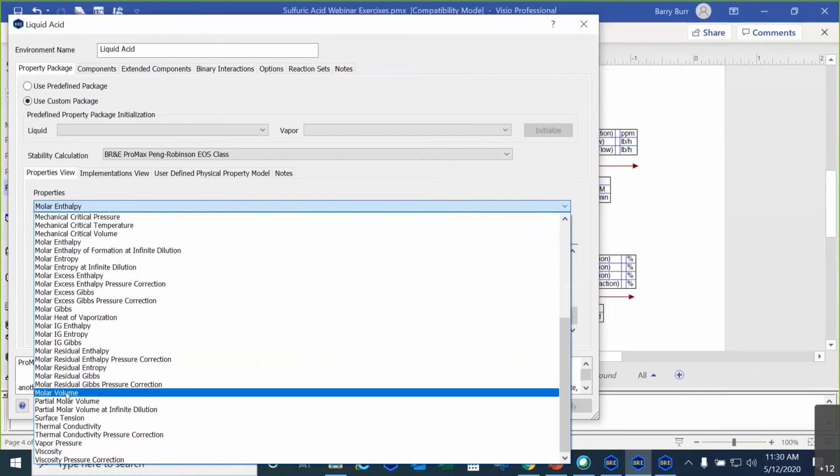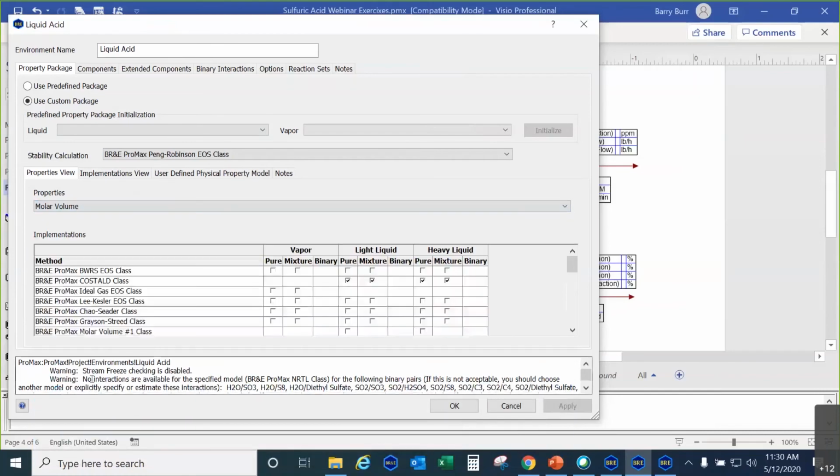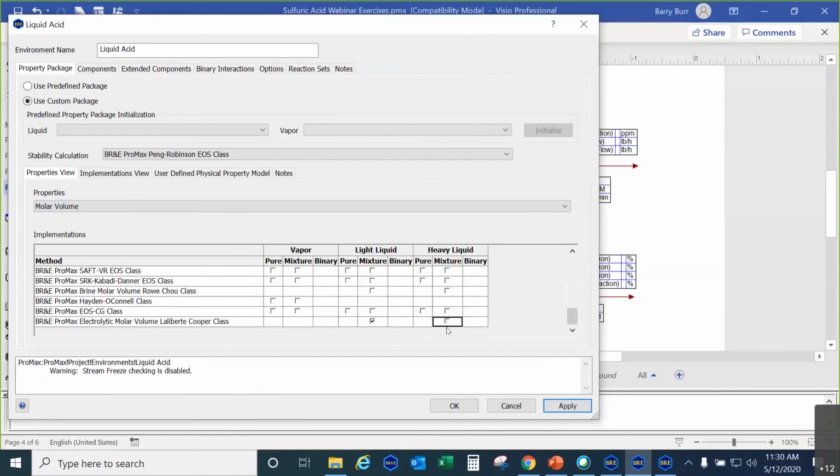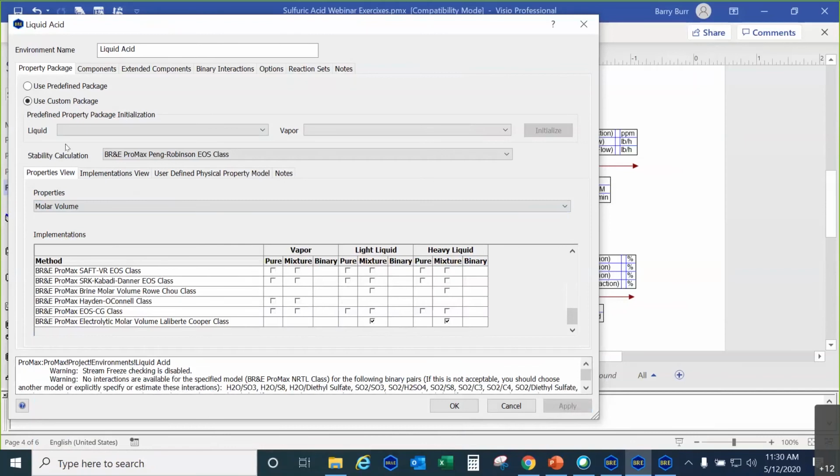So we did that with molar enthalpy and we applied it. Now we're going to do the same thing with molar volume. And we're going to scroll down to the very bottom and choose the Laliberte Cooper class for light liquid and heavy liquid mixtures. We're going to press apply again. So now the thermo calculations are going to use NRTL Peng Robinson, except for molar volume and molar enthalpy, where it's going to apply that special Laliberte Cooper class method. That's the only difference it's going to have from regular NRTL Peng Robinson. But we're going to leave it like this.